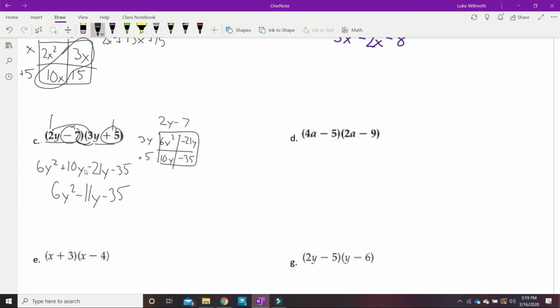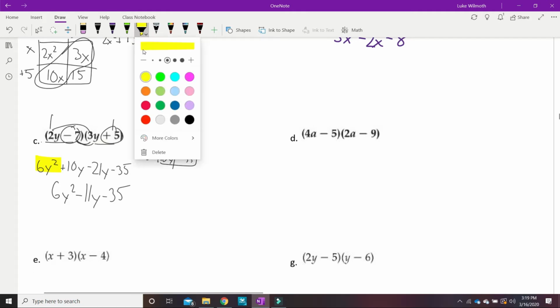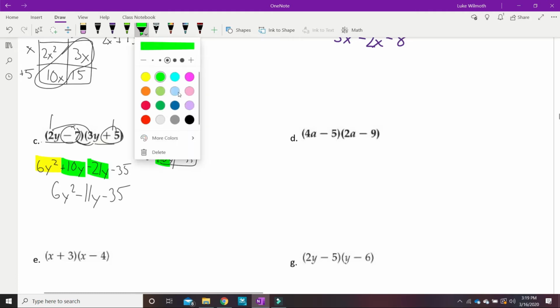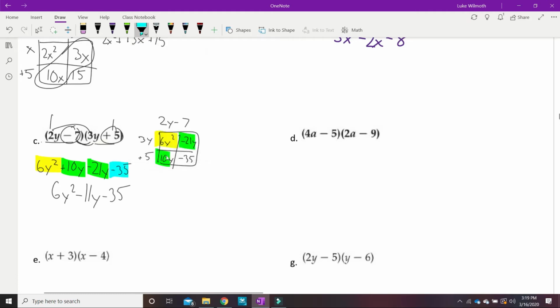So you can see we got the 6y squared, the 10y, the negative 21y, and the negative 35. All the same numbers. And then if I do that trick where I add up on the diagonal, 10 minus 21 is negative 11y. We can see that that got me the final answer. I got 6y squared minus 11y minus 35.